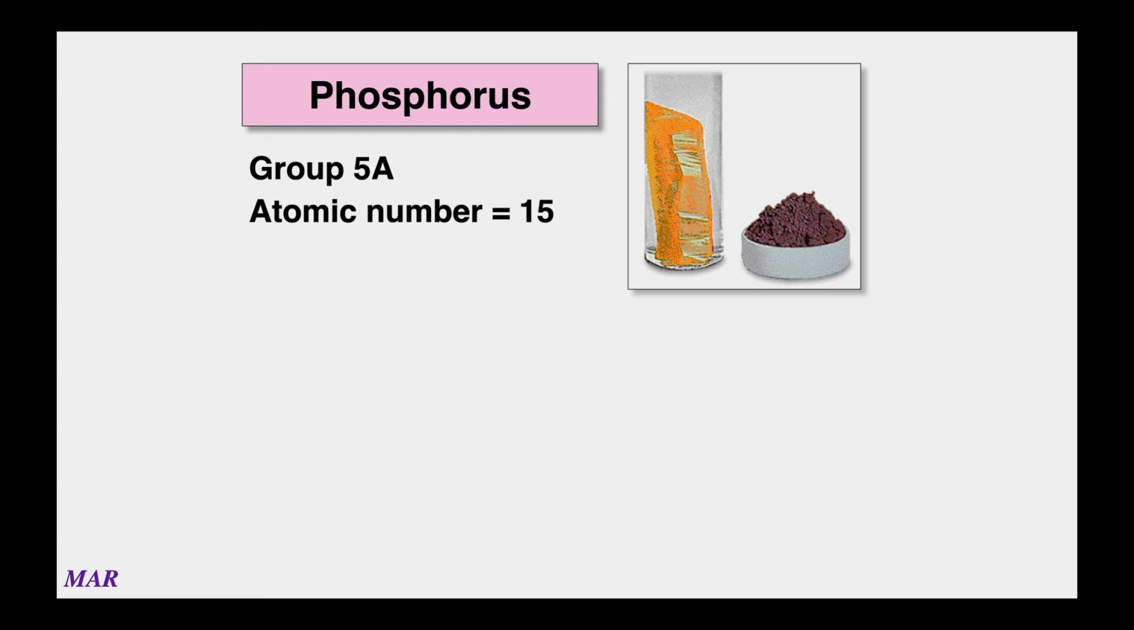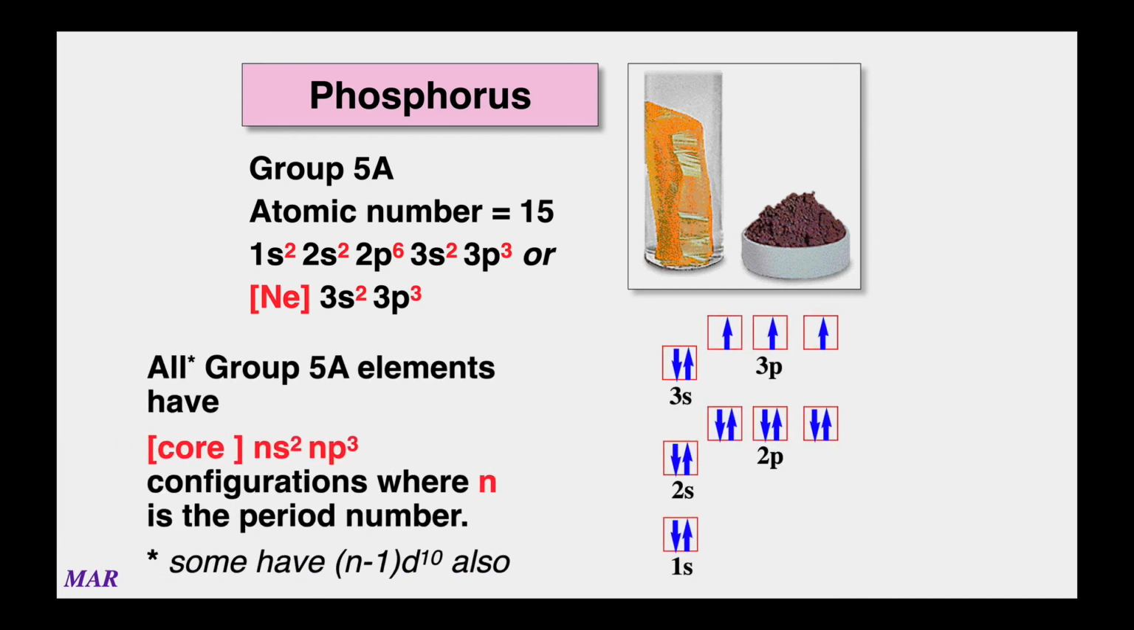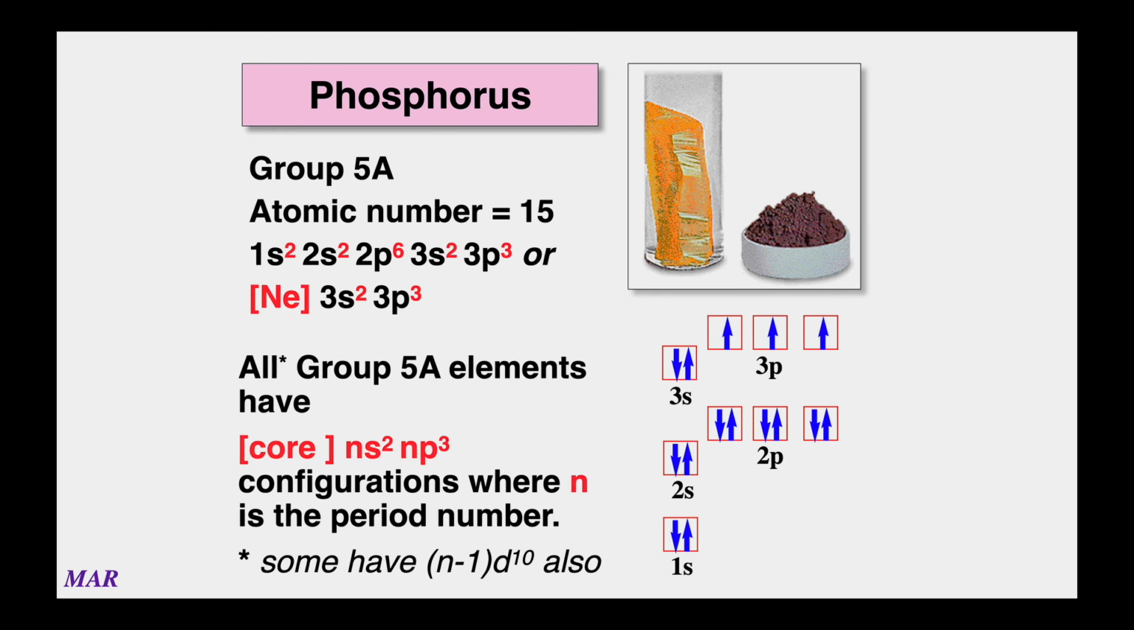Phosphorus, group 5A, 15 electrons total: 1s2, 2s2, 2p6, 3s2, 3p3, or neon 3s2, 3p3, which is highly recommended. 3p3 means there are 3 individual electrons because of Hund's rule once again, so it's very paramagnetic. All of the pnictogen group 5A elements have some kind of a core ns2 np3. Some of them will have some d electrons, I'm warning you about that. We'll see that in a little bit, but they do have similar outer electrons. That's why their reactivity is also similar.